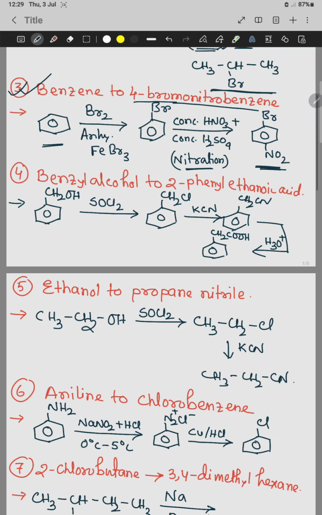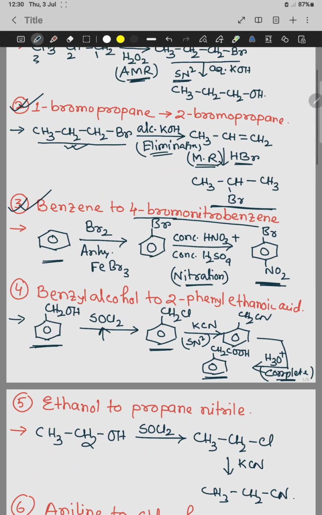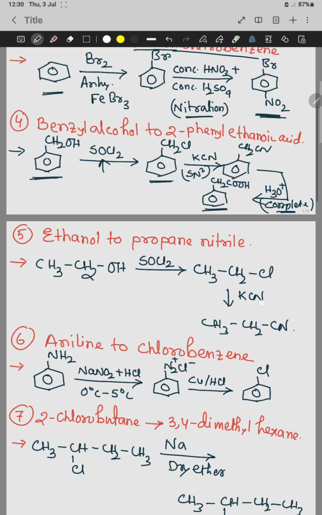Okay, so the next one is benzyl alcohol to 2-phenylethanoic acid. This is our benzyl alcohol, and if we give thionyl chloride, then we will get benzyl chloride. Then we treat it with KCN according to the SN2 reaction, and we will get the 2-phenylethanenitrile compound. Then we do the complete hydrolysis, and when we do this, we will get the desired product, that is 2-phenylethanoic acid.